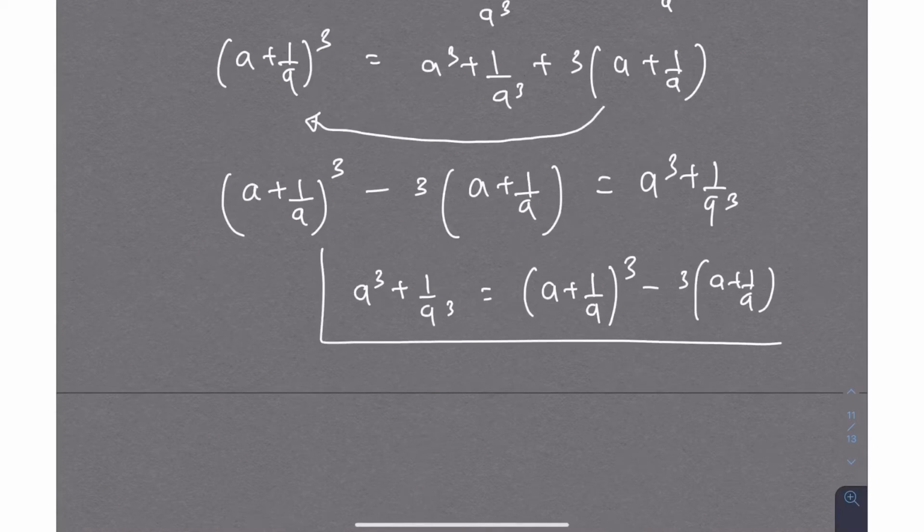So maximum times we'll be using this formula. a cube plus 1 upon a cube is equals to a plus 1 upon a the whole cube minus 3 into a plus 1 upon a.